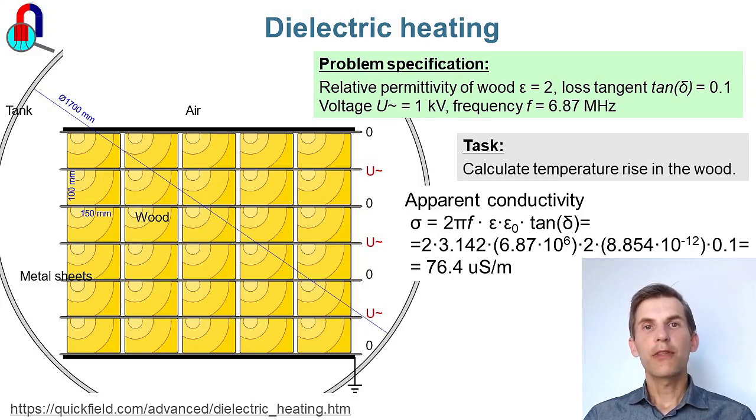Then, after the AC conduction problem is simulated, I'm going to pass the losses from AC conduction problem to the transient heat analysis problem and calculate the temperature rise dynamics. Initial temperature of the wood is plus 20 degrees Celsius. Okay, let's start QuickField now.